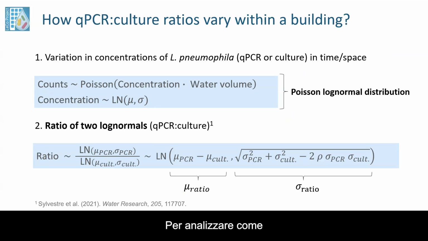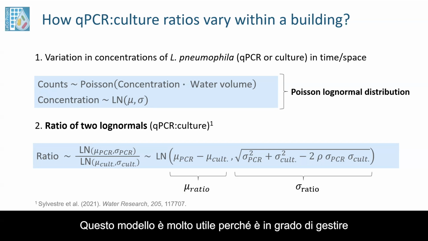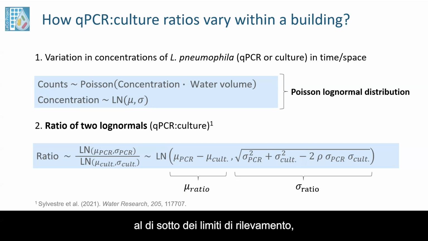To capture how Legionella pneumophila concentrations vary over time and space within a building, we use Poisson log normal models for both cultivation and qPCR data. This model is very useful as it can handle Legionella counts that are below detection limits, as well as the high variability in Legionella concentration that is often observed in water systems.